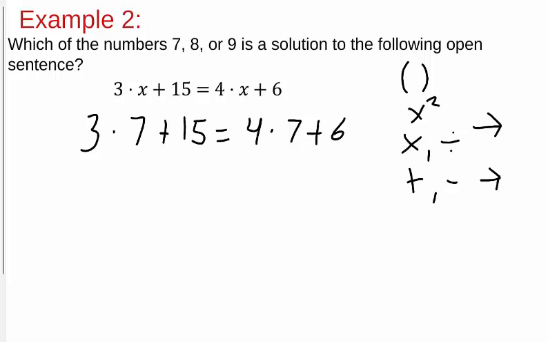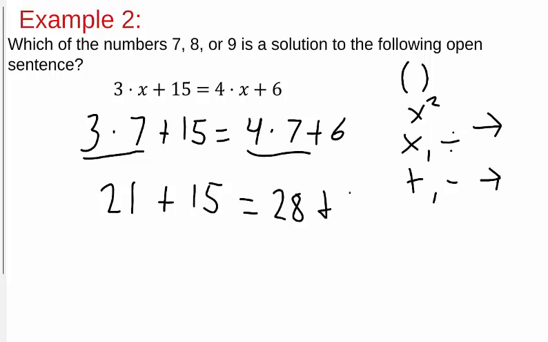So, let's see here. Do we have parentheses? No. Do we have any exponents? No. Do we have multiplication or division? Yes, we have multiplication. Our multiplication is here and here. So we do those first. 3 times 7 is 21, so we have 21 plus 15 equals 4 times 7 is 28 plus 6. 21 and 15 is 36. And 28 and 6 is 34. Does 36 equal 34? No. So 7 is not our answer.